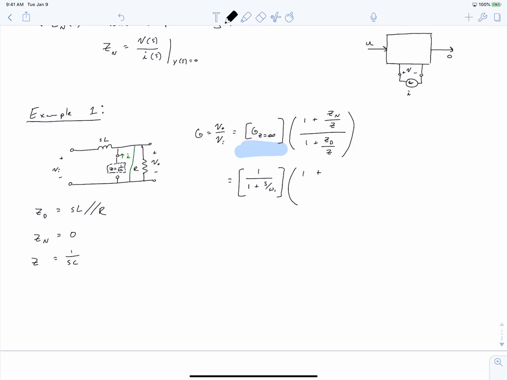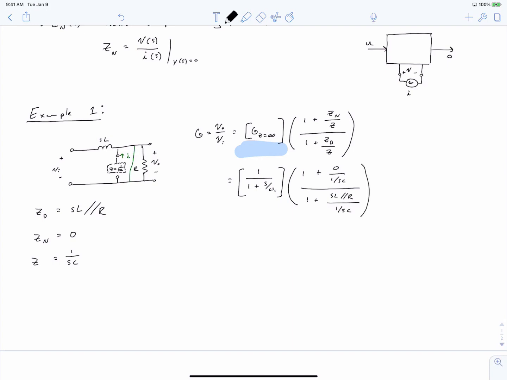So we're now ready to populate the fields using the extra element theorem. So Zn was 0. And Zd was our inductor in parallel to the resistor, divided by Z gives us a transfer function.